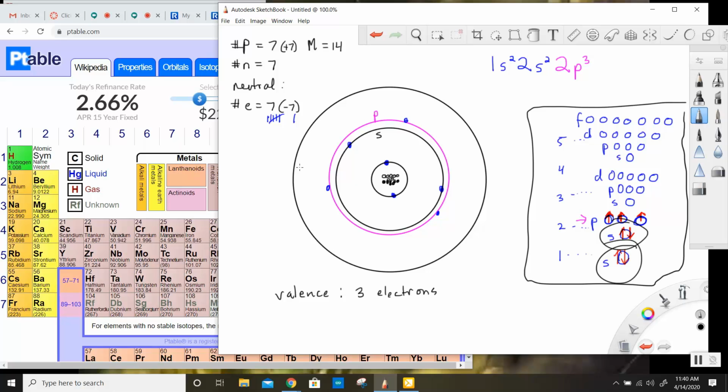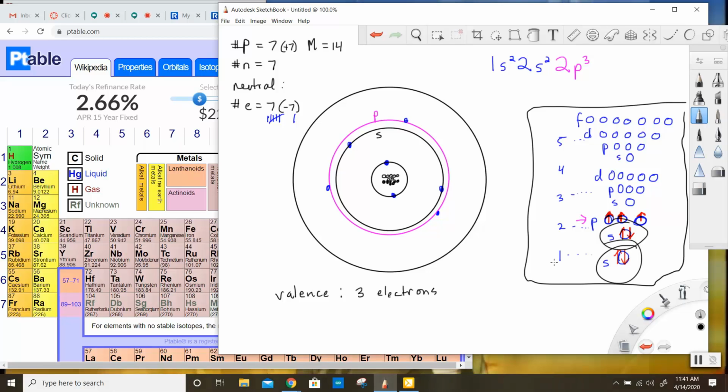So for that reason, the S's here don't matter to other atoms that are wandering around in the vicinity. They don't help it interact in any way. But the P shell here in this nitrogen case, it does.